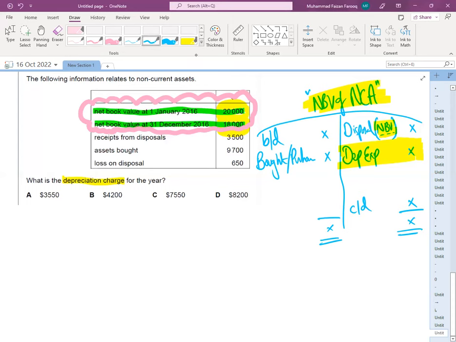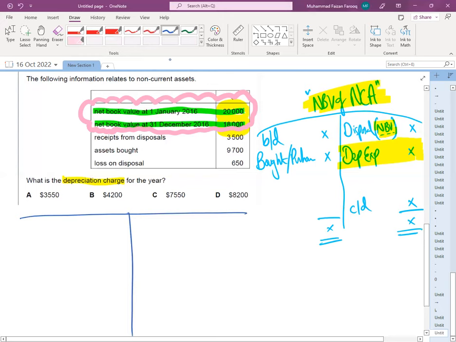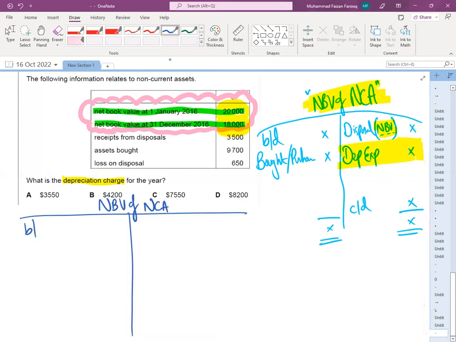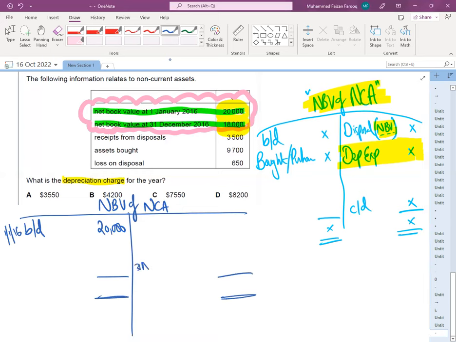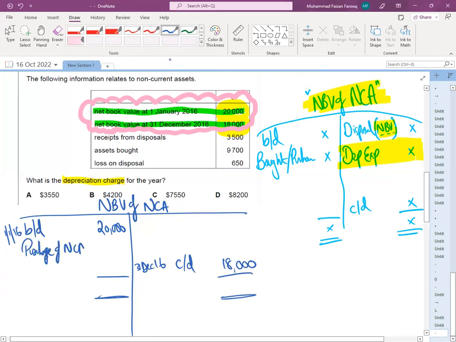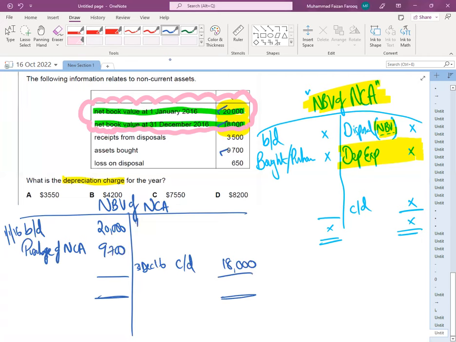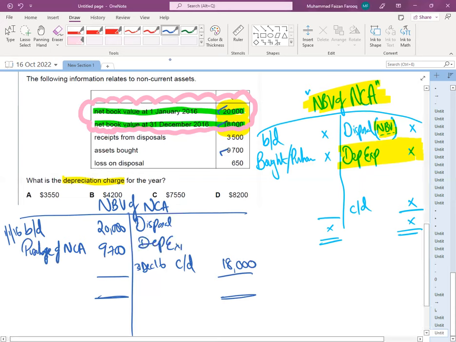Now, second thing. Now we will start putting the things in the format. This is the account of net book value of a non-current asset. It can be machine, equipment, anything. Tell me the opening balance of net book value, which is 1st of January 16, how much? 20,000. The closing balance, 31st December 16, how much? 18,000. Then we bought a purchase of non-current asset, how much? 9,700. Disposal can be here, and what we need is depreciation expense, which is X.